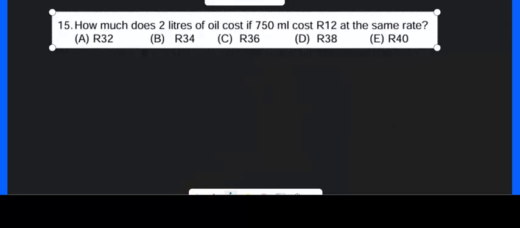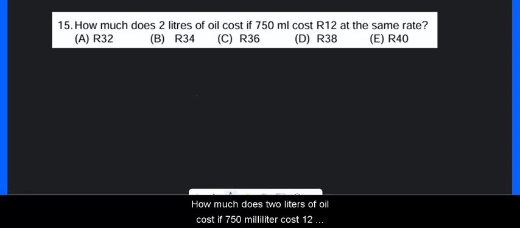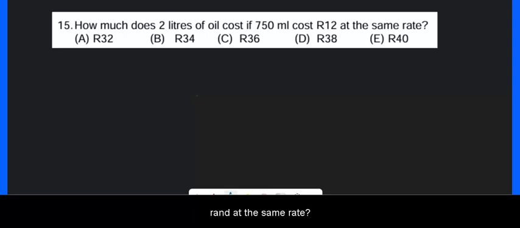Question 15. How much does 2 liters of oil cost if 750 milliliters cost 12 rand at the same rate? Now again, the more we increase the milliliters, the more the cost will increase. That tells us that this is simply a direct proportion.